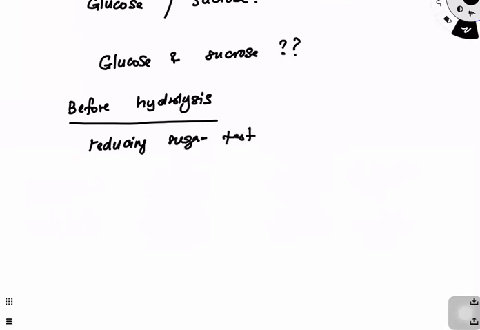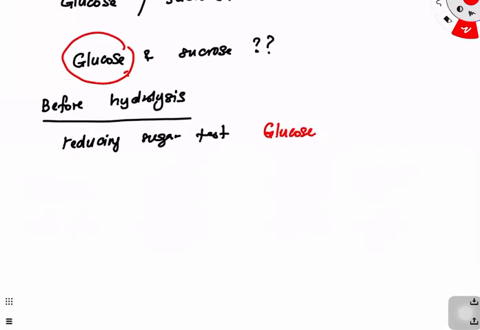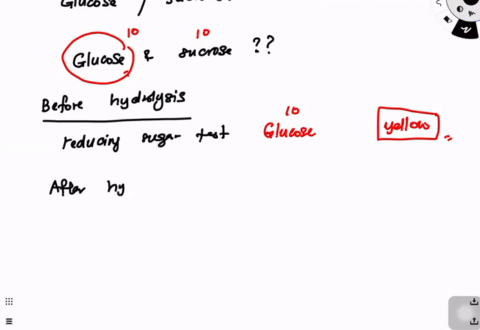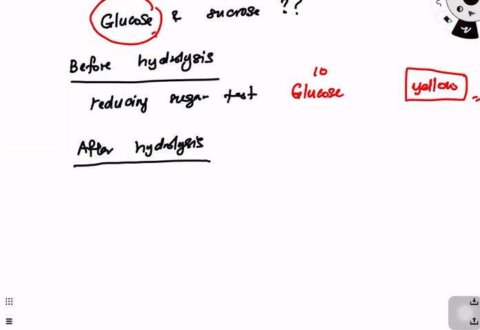So before hydrolysis, who will respond? Glucose will respond. If my Benedict reagent is in excess, in this case only glucose responds, and I may see a color change to yellow. Let's say I have 10 glucose and 10 sucrose. Only these 10 glucose will react, so with the Benedict reagent we get yellow color before hydrolysis. And then after hydrolysis, what will happen?